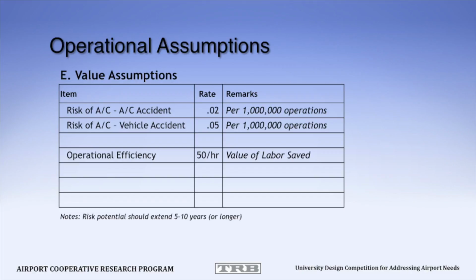Operational efficiency, again, looking at the operations person that's out there, if he's saving time at a value of $50 an hour, that's something you should add up. If you think it's going to save a person, say, 10 hours per month, that value gets added into the benefit side of the equation.